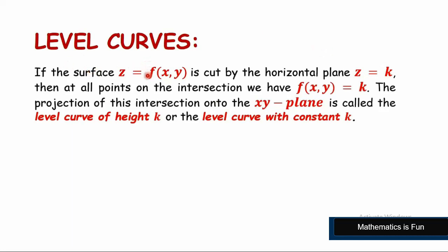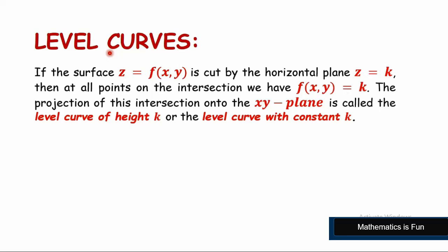If the surface z is equal to f of xy is cut by the horizontal plane z is equal to k, then at all points on the intersection we have f of xy is equal to k. Let's recall the graphical concept of intersection. When we find the intersection of two or more surfaces or curves, we basically equate the equations of these particular surfaces or curves, and we solve them and get the intersecting curve or point. In case of two or more curves, we get an intersecting point. In case of two or more surfaces, we get an intersecting curve.